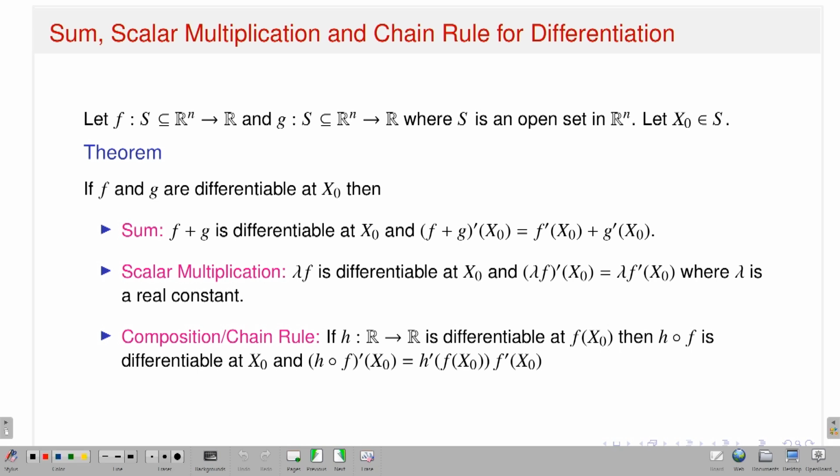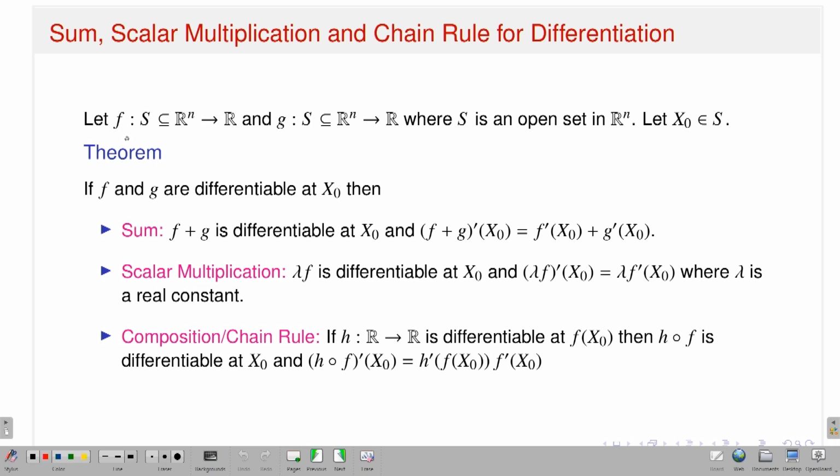So these are some properties, like in the case of real valued functions of a real variable: the sum of two differentiable functions is differentiable, a scalar multiple of a differentiable function is differentiable, and then composition of functions, that means the chain rule. Whether this is true or not? The answer is, everything is true in this setting as well.